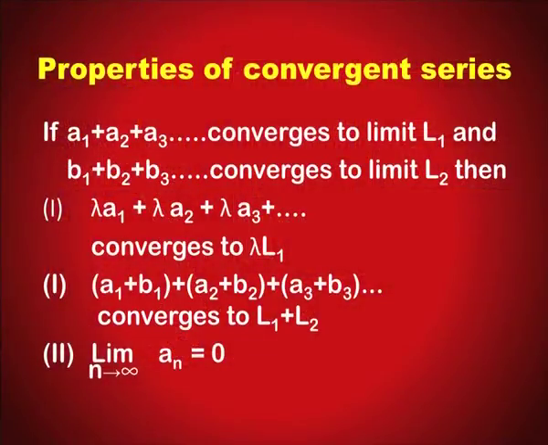Some properties of convergent series are as follows. If a1, a2, a3, ... converges to limit L1 and b1, b2, b3, ... converges to limit L2, are two series, then lambda a1 plus lambda a2 plus lambda a3 and so on also converges to lambda L1, and a1 plus b1 plus a2 plus b2 plus a3 plus b3 and so on converges to L1 plus L2. Also, the limit as n tends to infinity of an becomes 0. These are the three properties of convergent series.